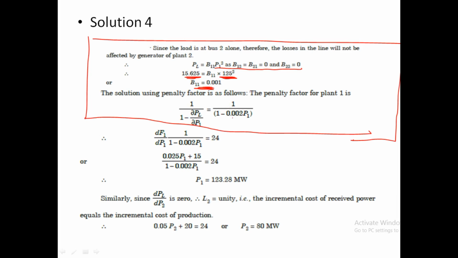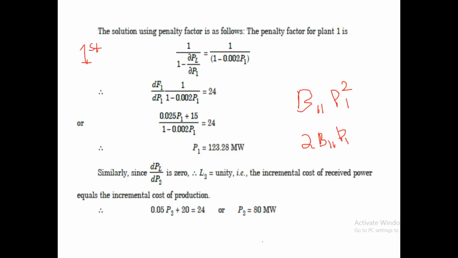Using the penalty factor method, 1 by 1 minus dou PL by dou P1, so 1 by 1 minus 2 into B11 P1, because if you differentiate this you will be getting 2 into B11 P1. So 1 by 1 minus 0.002 into P1. So df1 by dp1 into 1 by 1 minus 0.002 into P1 equal to 24. You just solve this, you will be getting P1 equal to 123.28.